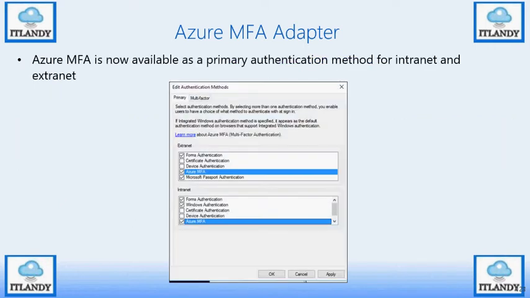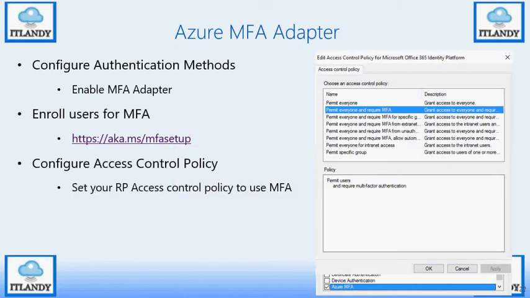Also, Azure MFA is now available as part of the primary authentication method for the intranet. We saw that one earlier. You can tick that tick box, and then you can do the configuration for the authentication method by enabling the adapter, enrolling users for MFA, and configuring an access policy against it. I did show you that one earlier.